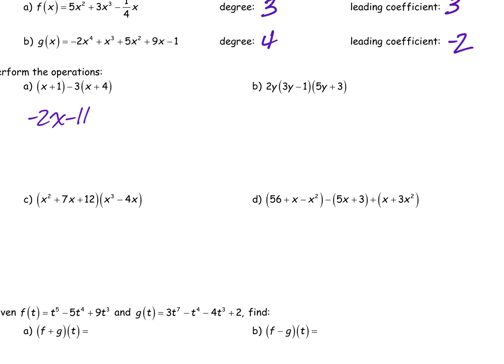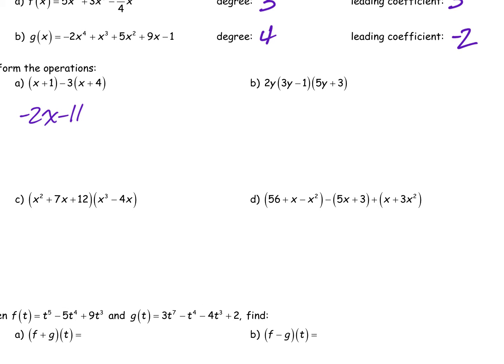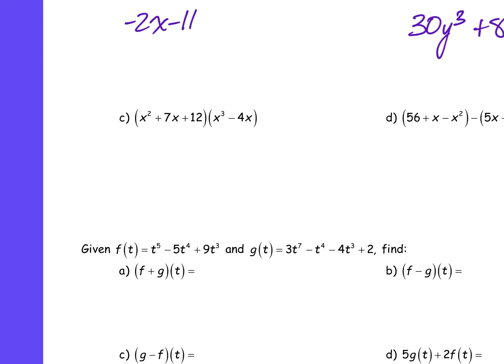Okay, what about for B? The second one. Ayush, I know you have it right. What's the answer? 30y cubed plus 8y squared minus 6y. Very good. If you guys need me to do any of these, please let me know. And then the answer for C.